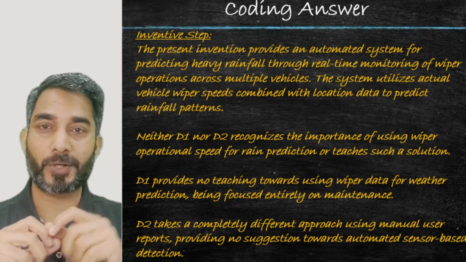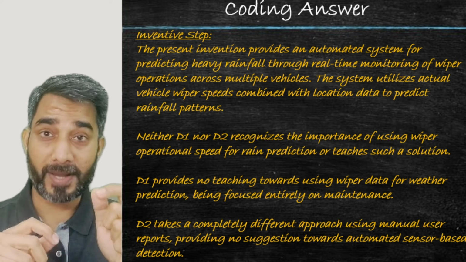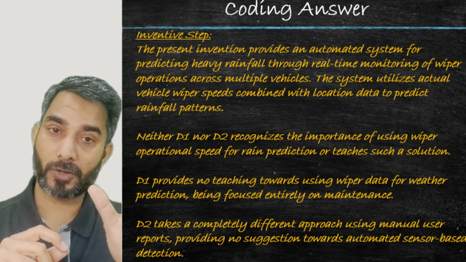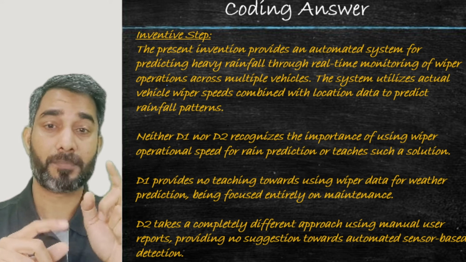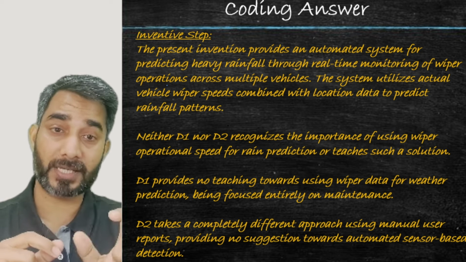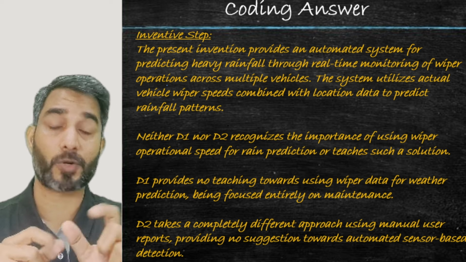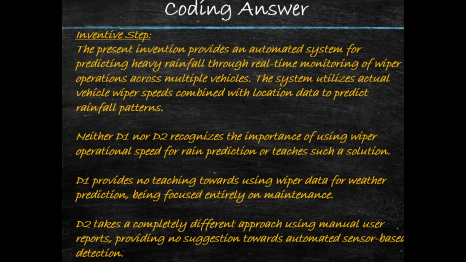So first we talk about the inventive step. We define the inventive step of our invention. So we categorically mention that the system is an automated system for predicting heavy rainfall through real-time monitoring of wiper operation across multiple vehicles. The system utilizes actual vehicle wiper speeds combined with location data to predict rainfall patterns, right? This is what we are doing, and this is an automated system. And there is statistical analysis also. Now, we say that D1 and D2, alone or in combination, don't teach this.